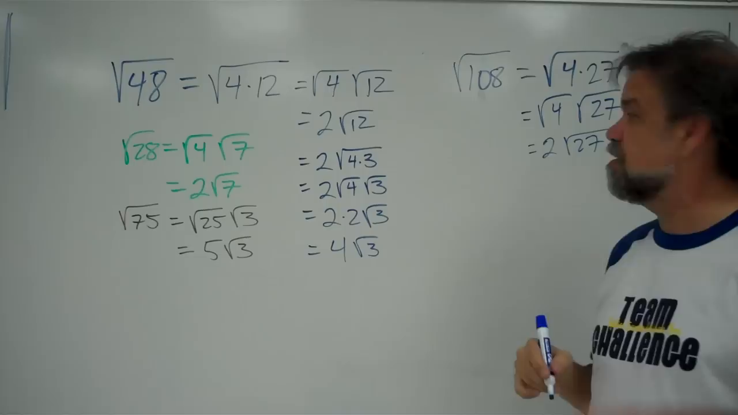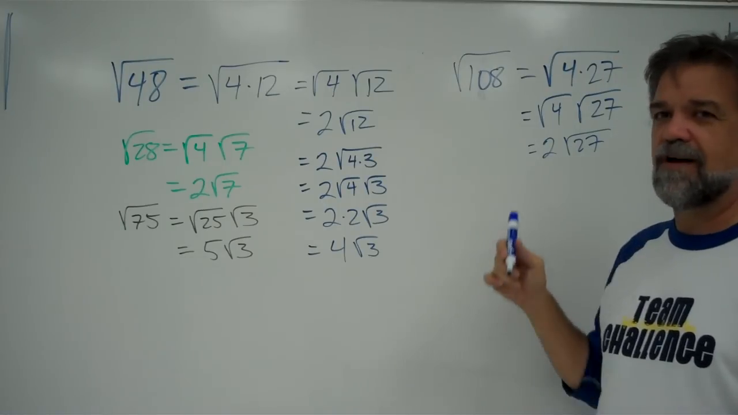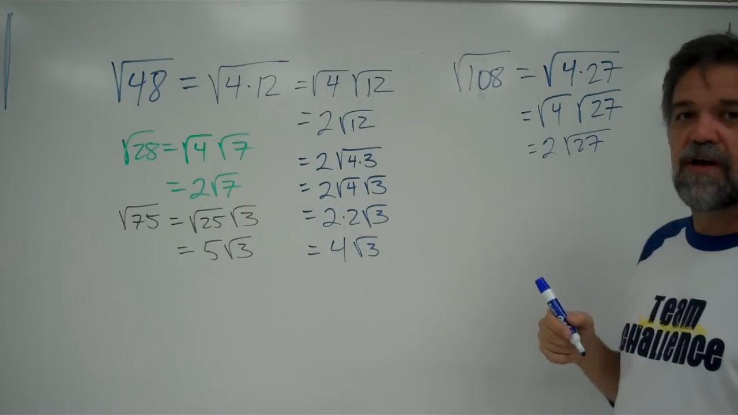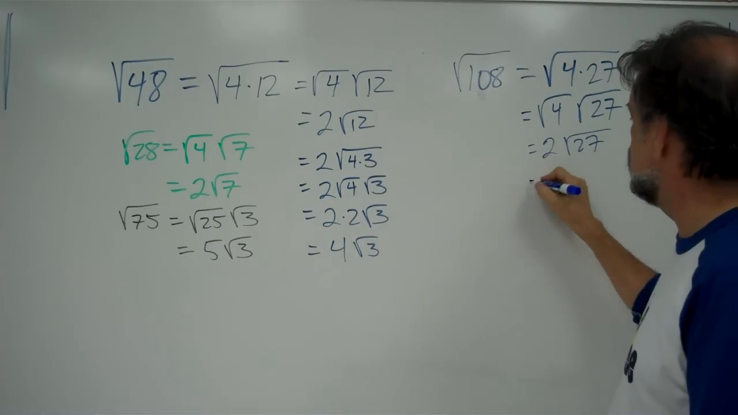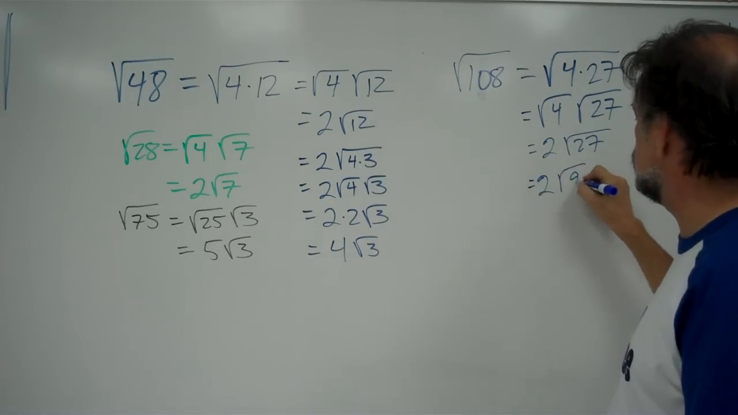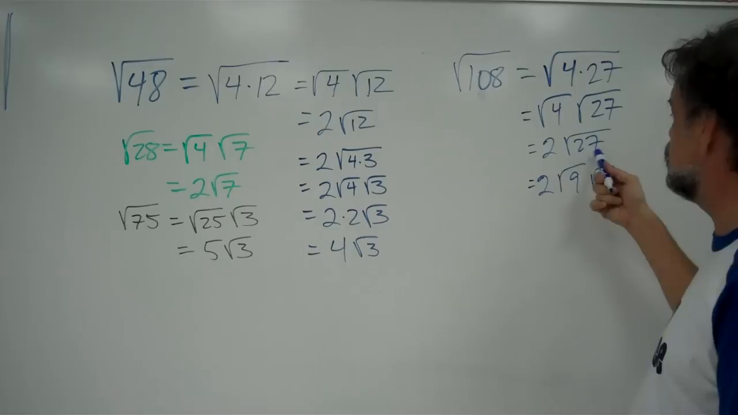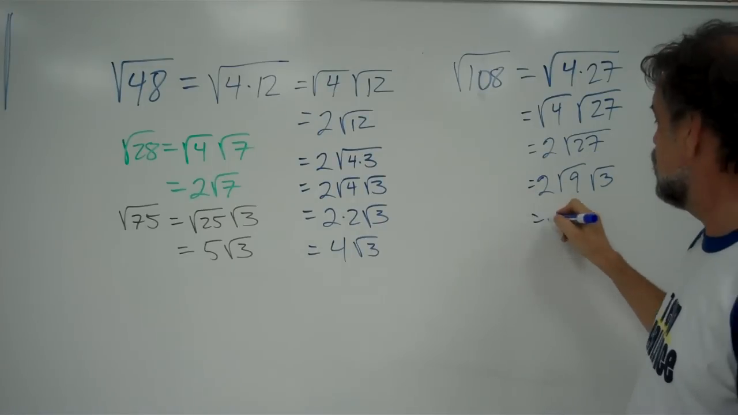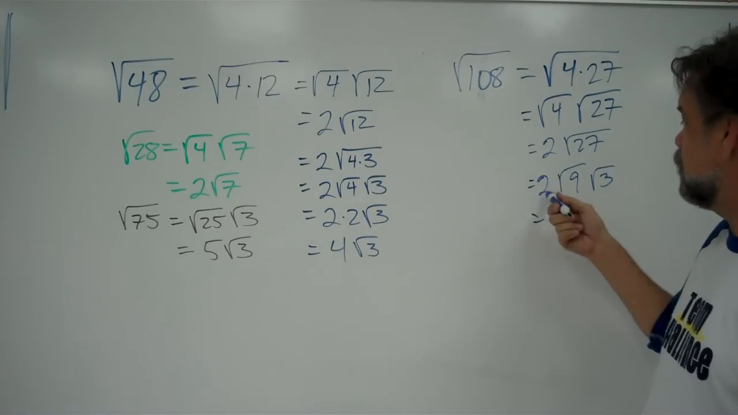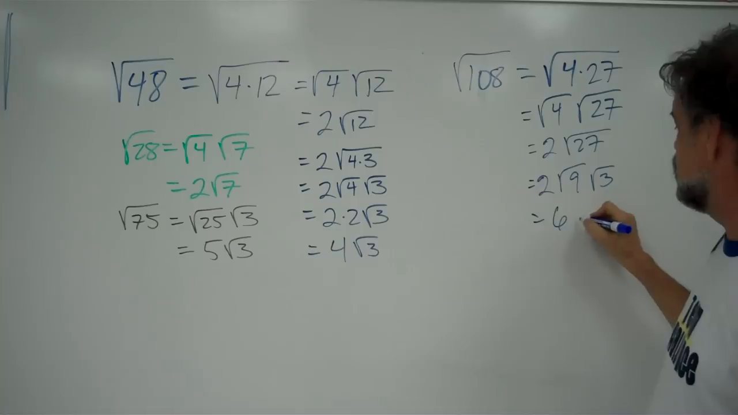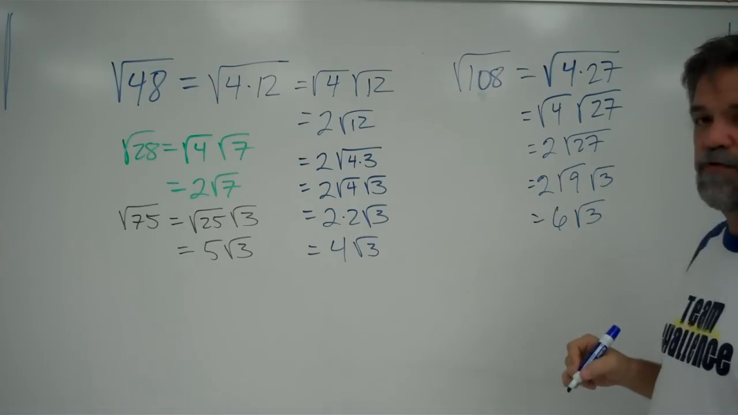But I'm sure you're thinking already, hey, square root of 27? 27 is a multiple of 9, and 9 is a perfect square. So that means I'm going to have 2 times the square root of 9 times the square root of 3, because 27 equals 9 times 3. And what's the square root of 9? It's 3. And what's 2 times 3? It's 6. So I have 6 times the square root of 3.